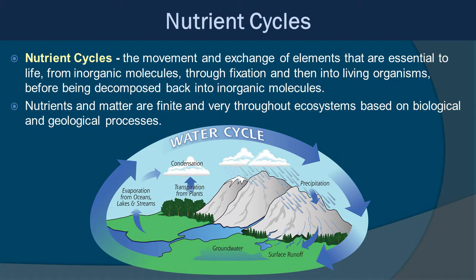Now, of course, nutrients have cycles. Nutrient cycles are the movement and exchange of elements that are essential to life from inorganic molecules through fixation and then into living organisms before being decomposed back into inorganic molecules again. Now, nutrients and matter in general are finite and vary throughout ecosystems based on biological and geological processes.